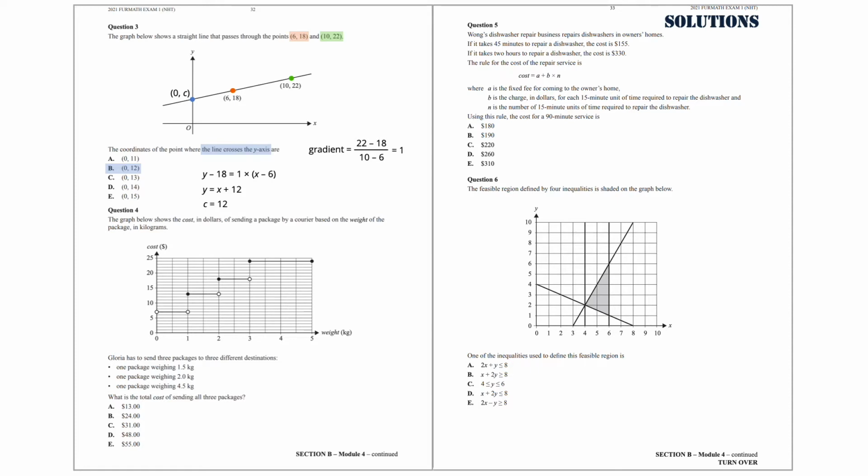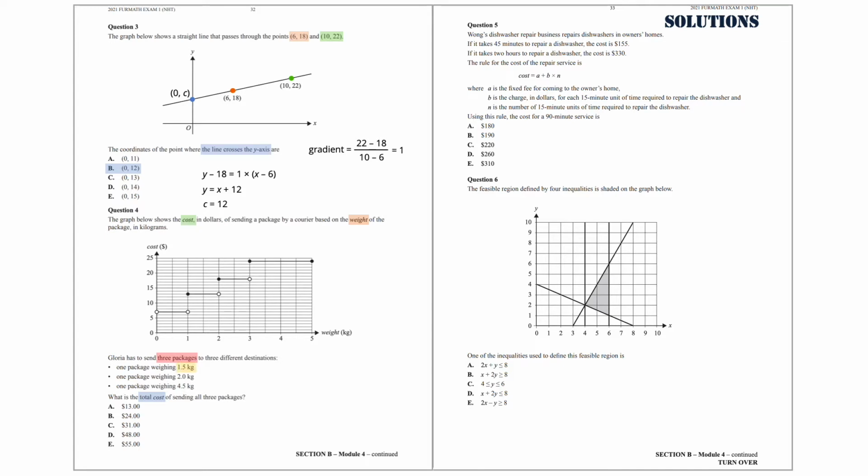Question 4. The graph below shows the cost in dollars of sending a package by a courier based on the weight of the package in kilograms. Gloria has to send 3 packages to 3 different destinations with the weights shown below. What is the total cost of sending all 3 packages?